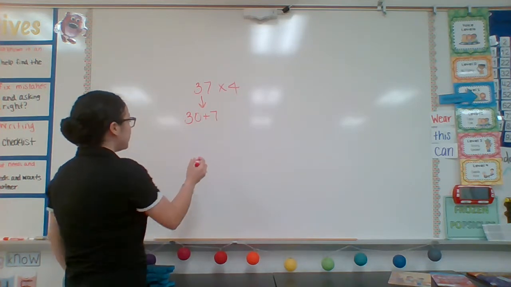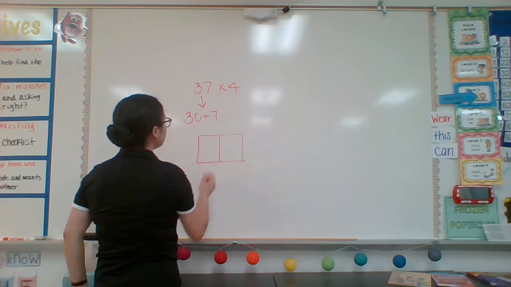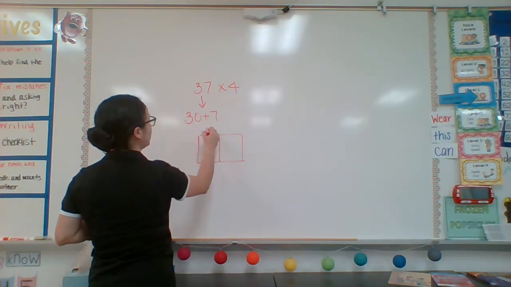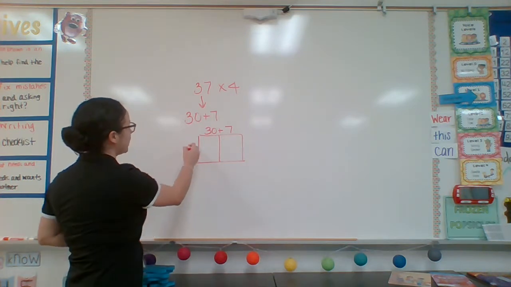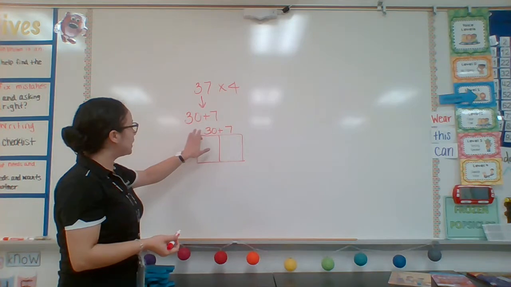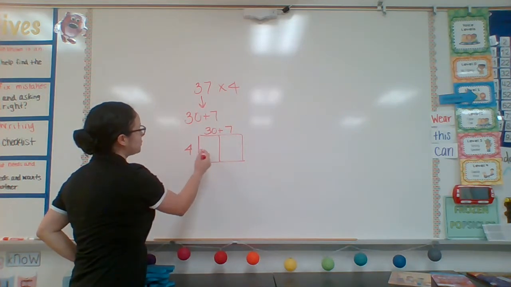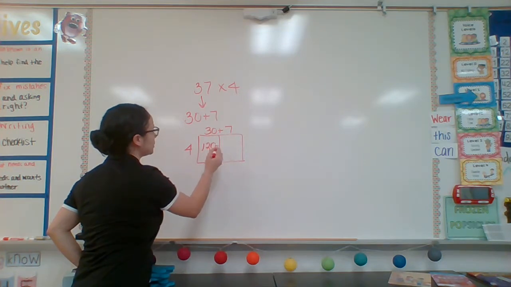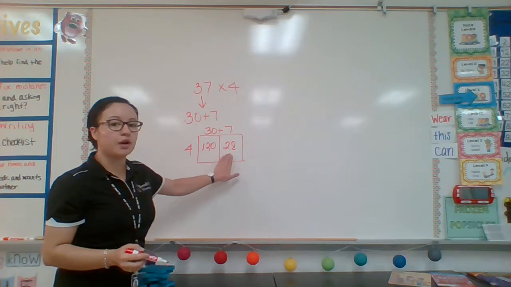The next step would be to draw a box, and then you write 30 plus 7 on top, and your single number on the side. After you've done that, you multiply each number and you write it in each square. So 30 times 4 is 120. 4 times 7 is 28. So these are our partial products.